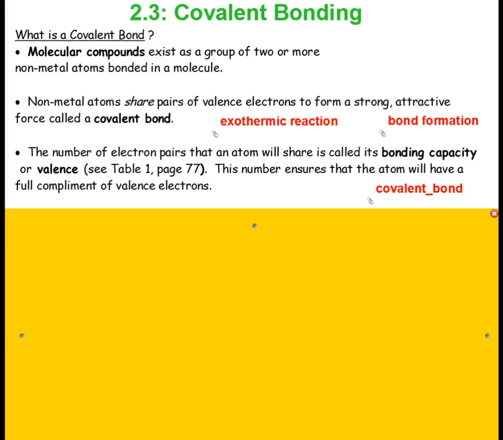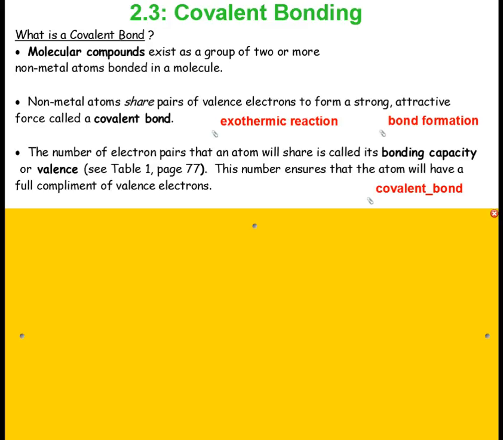And octet, stable octet, is still something that we want to keep in mind. A full complement of valence electrons is what generally achieves stability for an atom. And we want to refer to this concept called a bonding capacity.